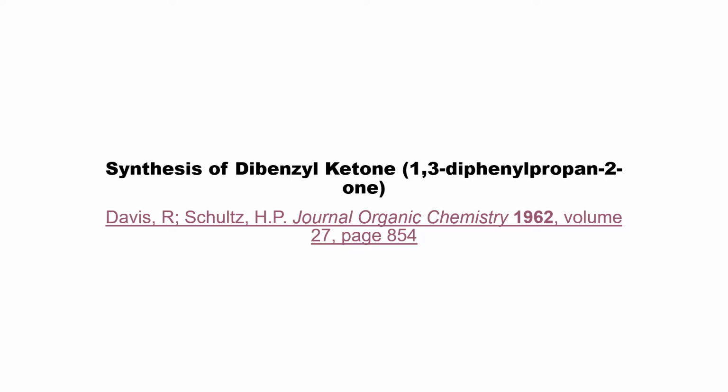Hello class, in this experimental lecture we'll be looking at the synthesis of diphenyl ketone. You can also call it by its IUPAC name, 1,3-diphenylpropan-2-one. Specifically, this experiment is based on a journal paper published in 1962. You can go ahead and look at the journal to get more detailed information about some specific experiments we'll be discussing.